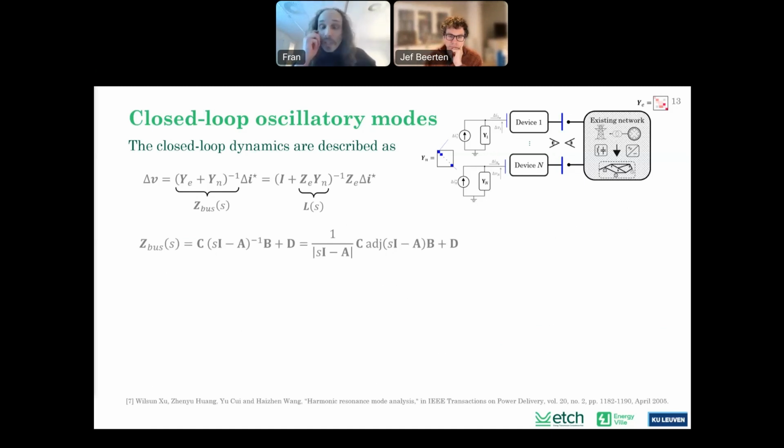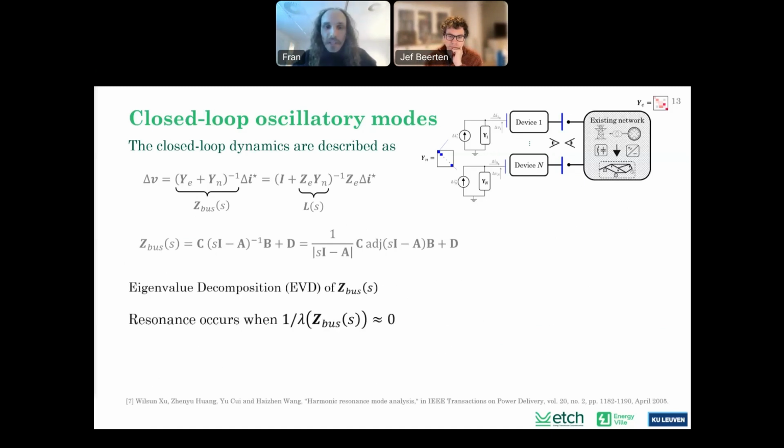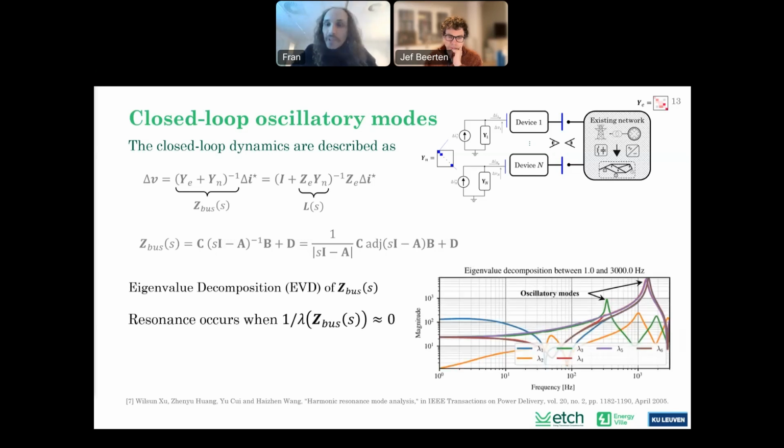So what this means, and people have done this for quite a few decades now, is to apply an eigenvalue decomposition of this closed loop impedance matrix and look at the points where these values have peaks, because those will be the oscillatory modes of the system. So you can see an example here where we have an eigenvalue decomposition between 1 and 3 kilohertz. And basically we see a few peaks. These peaks will be the oscillations that we would observe if we were to perform a time domain simulation.